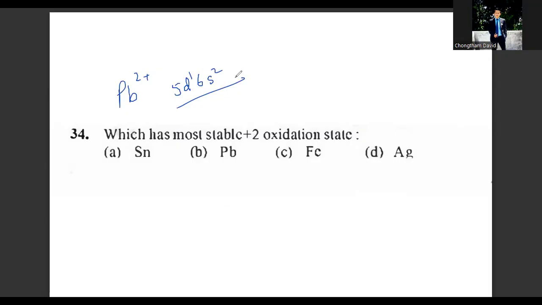Again, the d orbital is completely filled and the silver 2 plus is not easily obtained. So Pb2 plus is more stable compared to tin 2 plus. The configuration of tin 2 plus is 4d10 5s2 because of the large size. So more stable would be B, lead.